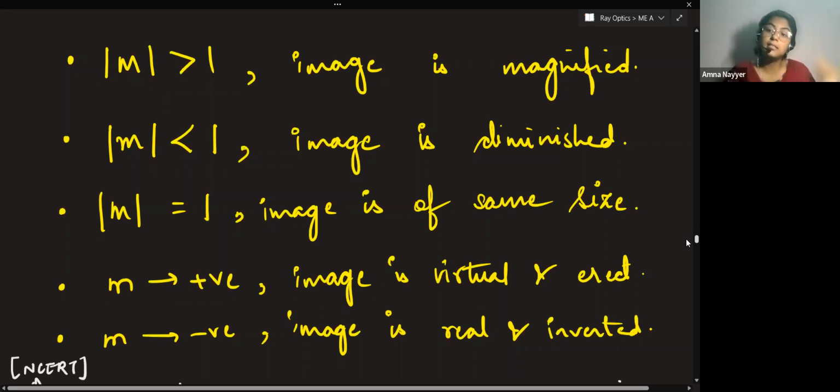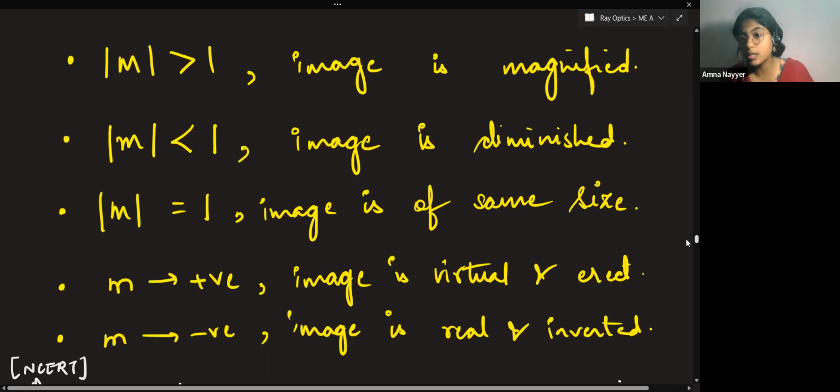Do not say minus 3 is less than 1. Definitely minus 3 is less than 1, but we are not considering minus 3. What are we considering? We are considering just the magnitude. So it means 3 is greater than 1, so it will be magnified. Fine. And now regarding the sign, you will analyze the sign separately.